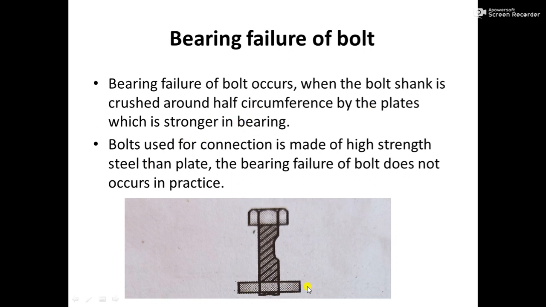See here, this is the plate. In that, the bolt gets torn off or cut off, but the plate remains as it is. That is, the strength of the plate is more than the strength of the bolt. Such type of failure is known as bearing failure of bolts. When bolts used for connection are made of higher strength steel than the plate, bearing failure of bolt does not occur in practice.